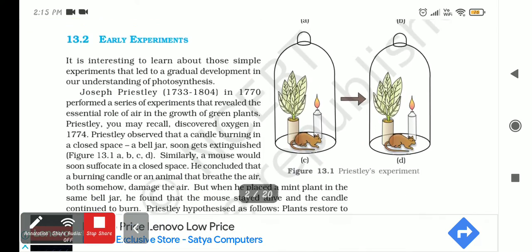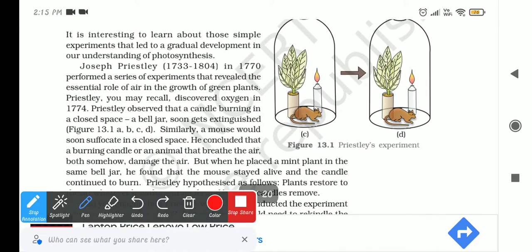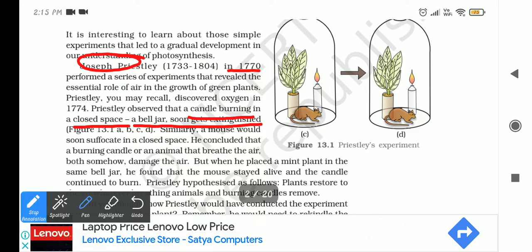So this experiment is done, and the next experiment is about something interesting. This experiment was done by Joseph Priestley in 1770. In 1770, a series of experiments were done in which we noticed the growth of green plants. Priestley observed that a burning candle in a closed space, a bell jar, soon gets extinguished. So look at the picture.